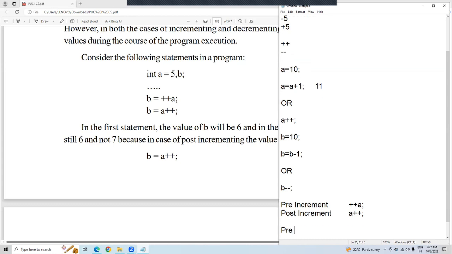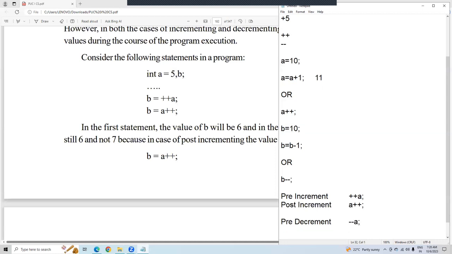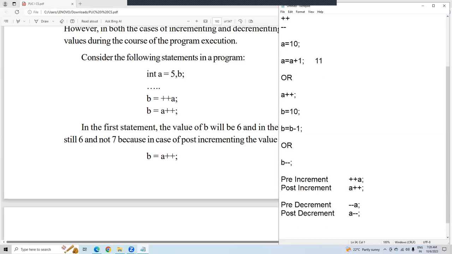The same thing is there even for decrement, minus minus a. As the minus minus sign is written before the variable name, it is pre-decrement. And this is post-decrement, a minus minus, where the decrement operator is written after the variable name. When you are writing them individually, this pre or post doesn't have much effect. There will be just the increment and decrement operator.